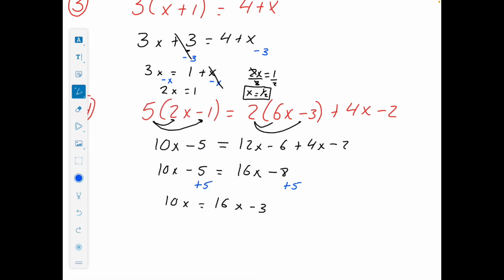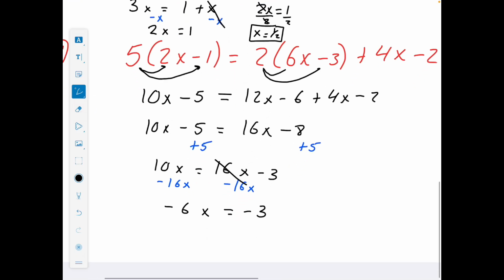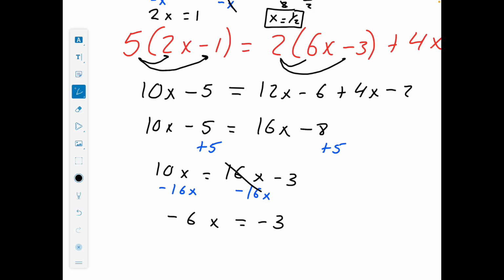Now we're nearly there, but we have an x at this side that we don't really want. So I need to get rid of this 16x. To make that 0, we need to subtract 16x. So what we'll have to do to both sides is minus 16x and minus 16x. So 10x minus 16x will be minus 6x. Minus 16x plus 16x minus 16x will cancel out, so we'll be left with minus 3.